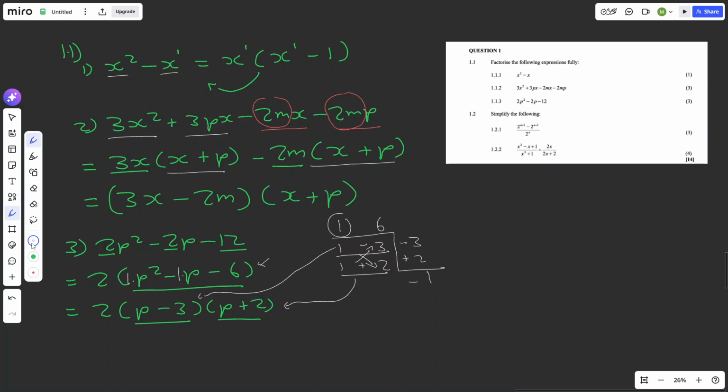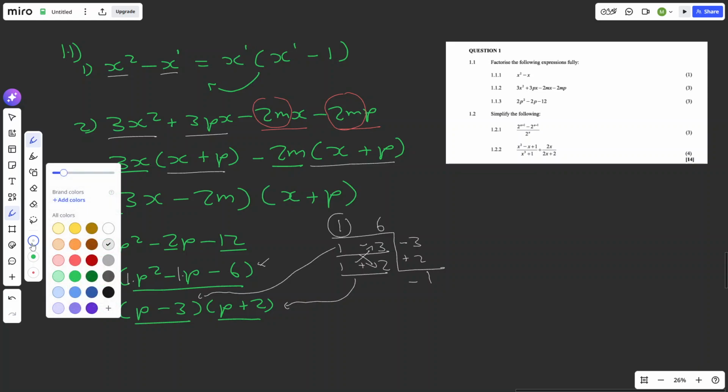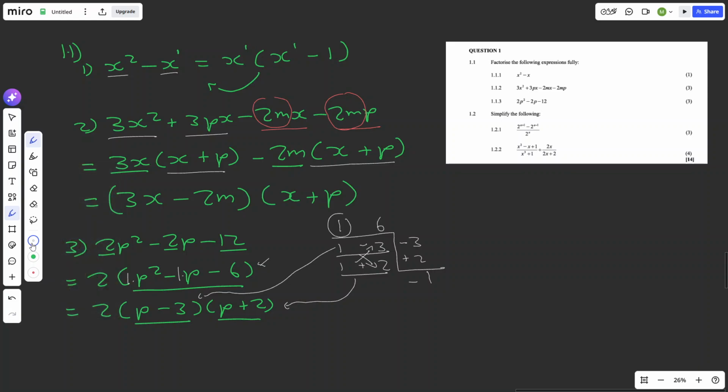So in the next part, we'll be doing a bit of simplification, right? So in 1.2.1, we are given 2 to the power of a plus 1 minus 2 to the power of a minus 1, and all of that is divided by 2 to the power of a. So we want to simplify here, right?